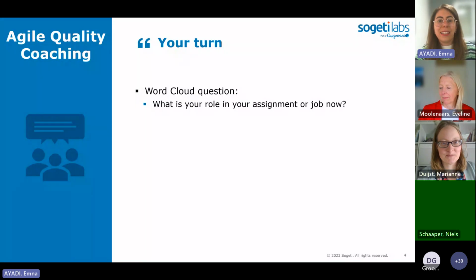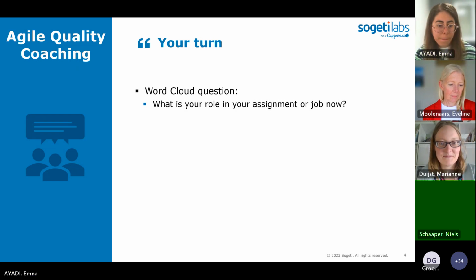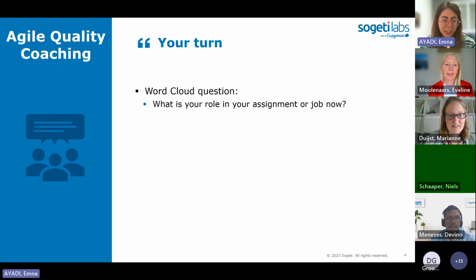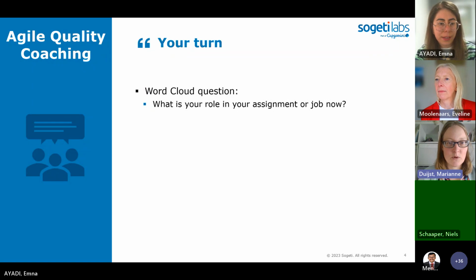So let's get started. Before starting everything, I want to ask you: what's your current role in your assignment? Could you please tell us what your current assignment is? It could be coaching, testing, development, whatever. Feel free to share that. Hi, I'm part of Sogeti India testing, part of the practice team. Okay, good to hear. The question is going to be available using Teams, so please submit your answer using polls. You can find it in the chat or in the poll pop-up.